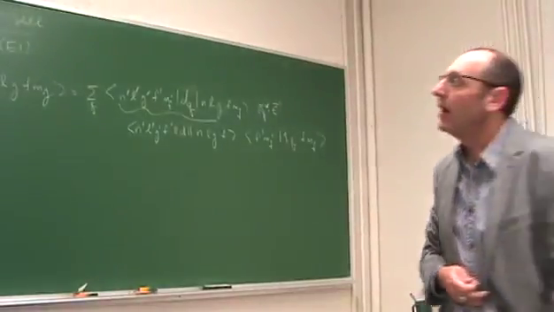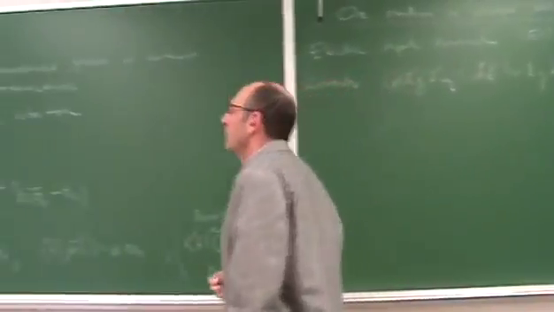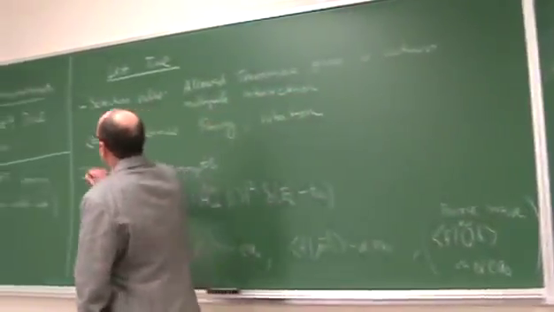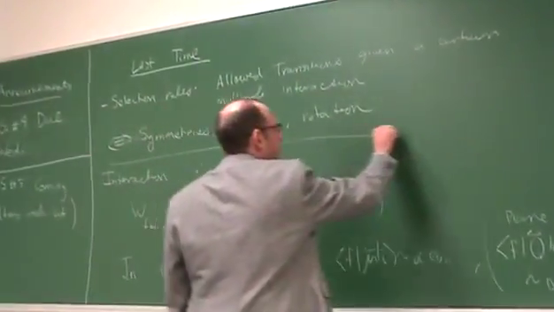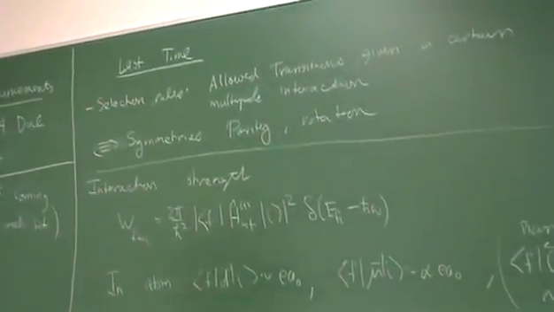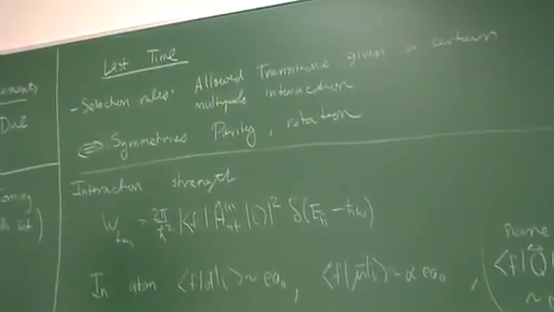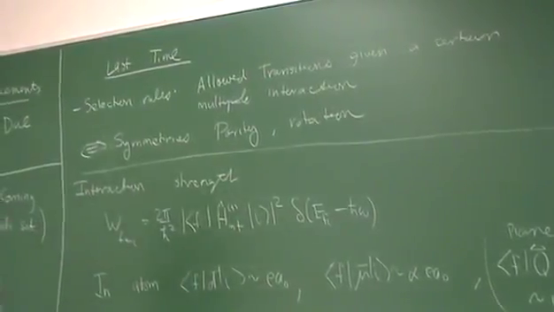All right. So last time we were talking about selection rules for absorption and emission of electromagnetic radiation by atoms, generally molecules or what have you.